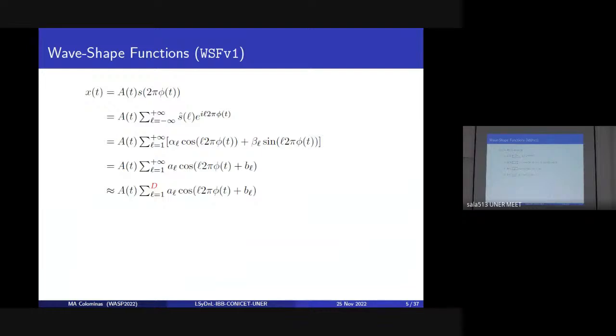And what we will do, as I said, is approximate this, instead of with an infinite number of harmonics, using just D, because we are sure that after D we are not losing too much information because of this fast decay of the coefficients. That is the idea, and we will say something about this D.